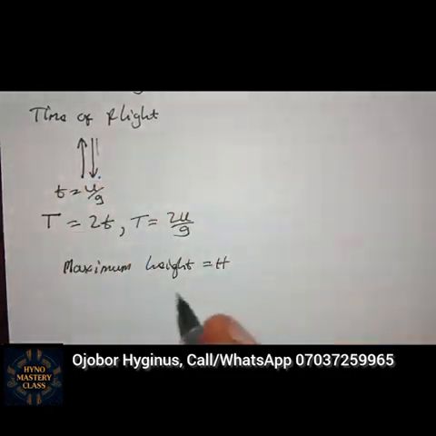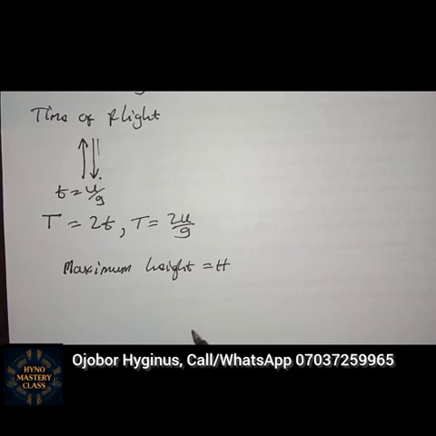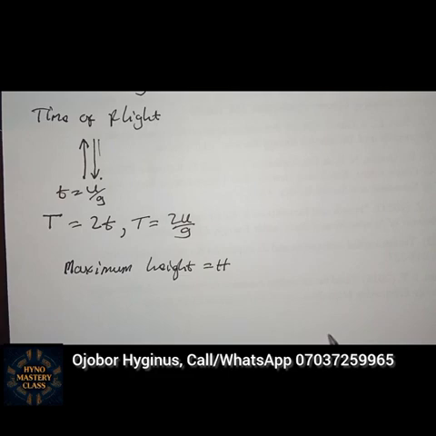From the three equations of motion we have, we realize that the first one, v equals u plus or minus gt, will not be able to do that because there is no height in the equation. So we can either use equation 2 or equation 3 to give us the maximum height. If we use that, we can use equation 3.